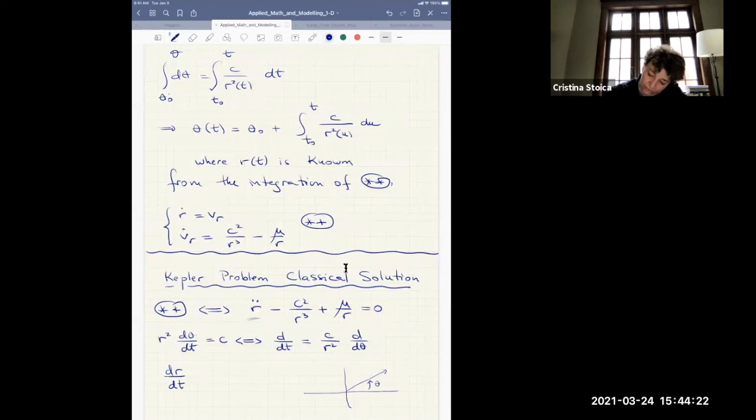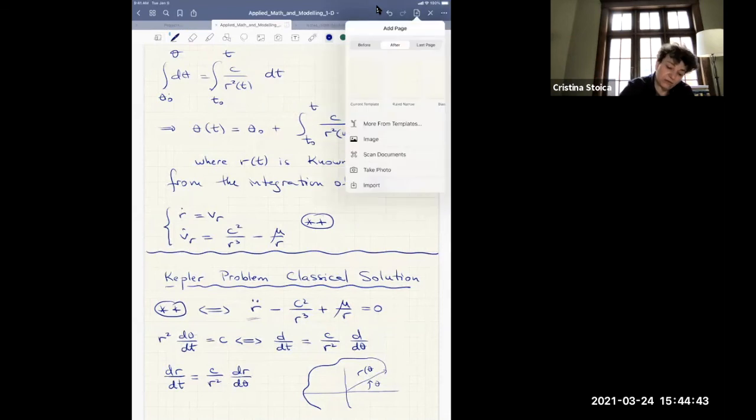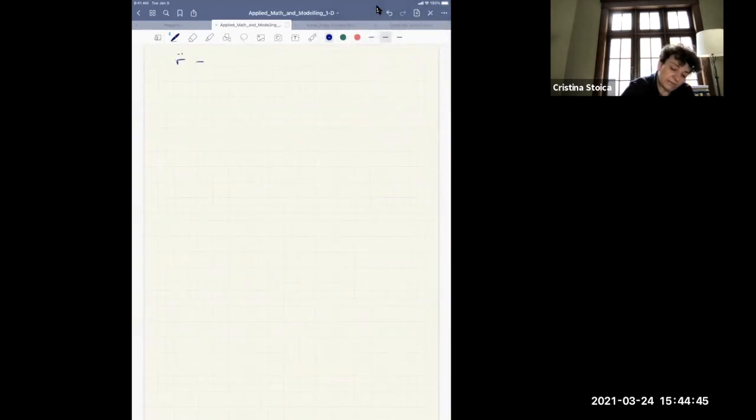So I'm going to see it as an R of theta. That's my logic now. So if we do dr dt, this would be C over R squared dr d theta. Now that was easy. What about the second derivative? So here I'm going to write again this thing.